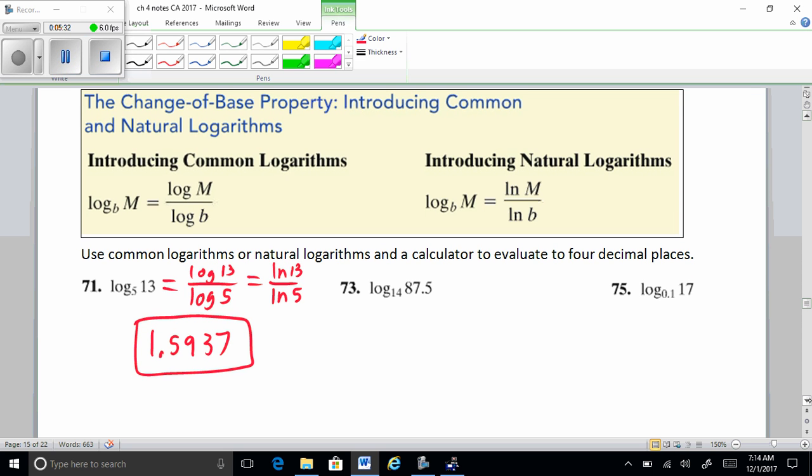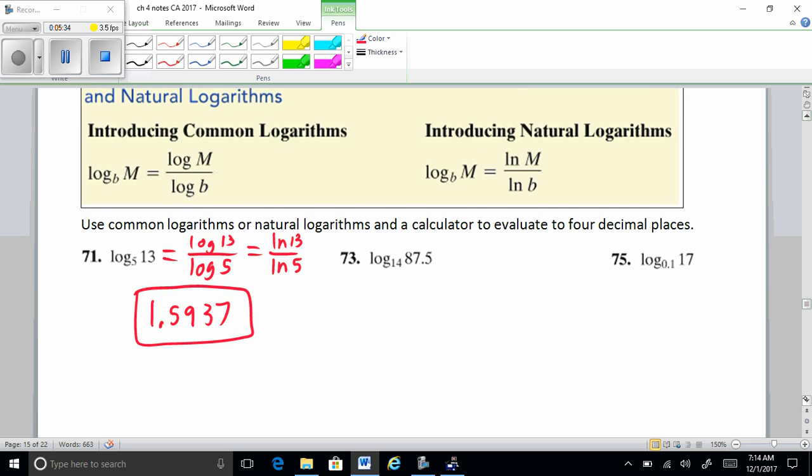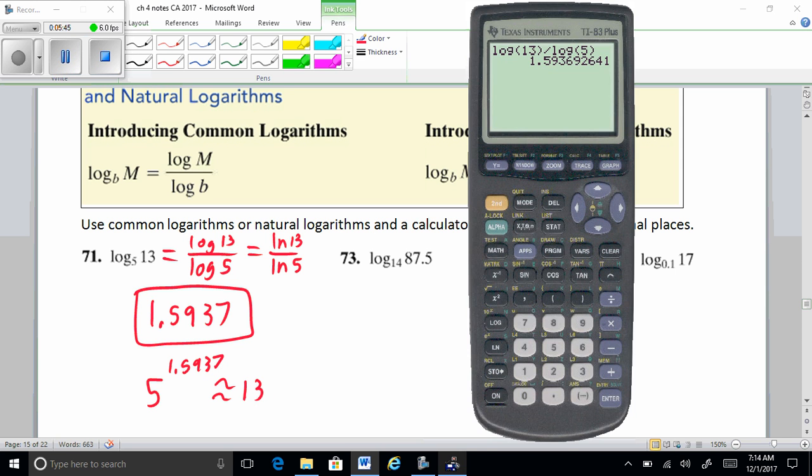When you're using the calculator, sometimes you're not really thinking about what you're doing, but I want to make sure you understand what you just solved. What you found was that 5 raised to the 1.5937 is about 13. If I put 5 raised to 1.5937 in the calculator, it's not going to be exactly 13, it was a little over 13.